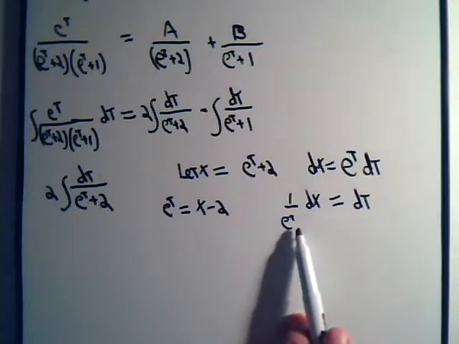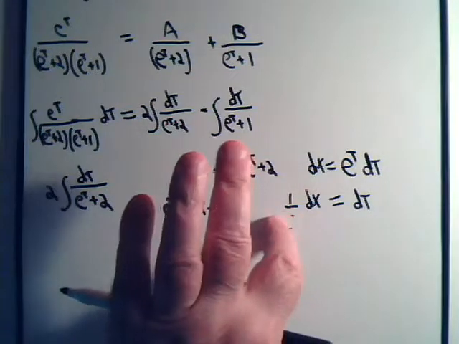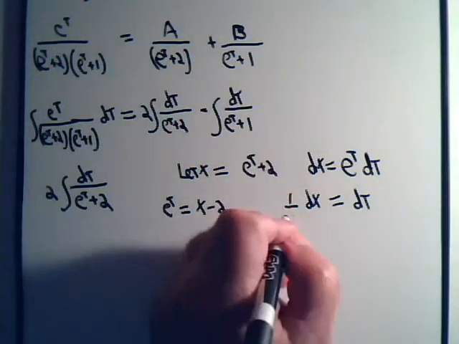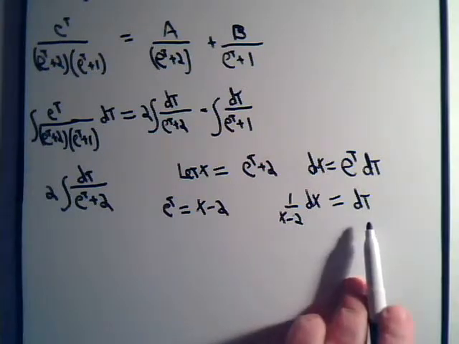The problem is on this side of the equation, we want things expressed in terms of the variable x, not t. But we have this right here. So we can say that 1 over x minus 2 dx equals dt.